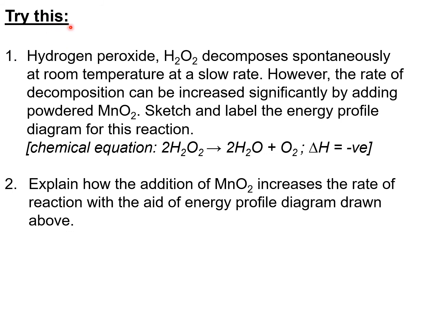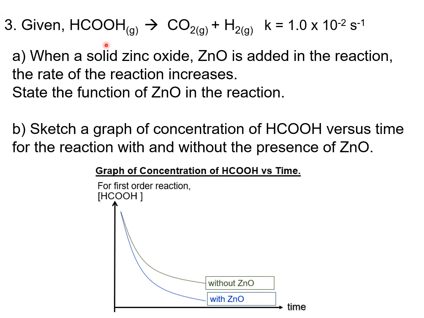Okay, Miss nak kamu cuba buat soalan ni on your own. Okay, cuma untuk soalan ni, Miss nak terangkan sikit lah. Kat sini dia kata zinc oxide is added to the reaction and the rate of reaction will be increased. So, apakah function of zinc oxide ni? So, bila zinc oxide ni added, reaction increase, bermaksud zinc oxide ni ialah catalyst. Sebab dia increase the rate of reaction bila dia add di dalam proses ni.